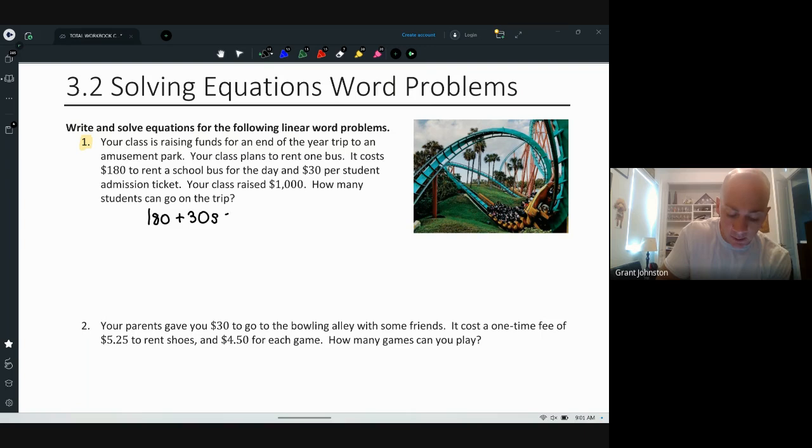And they raised $1,000, so equals $1,000. So I'm trying to figure out 180 plus 30 times how many students can give me $1,000 to figure out how many students can go on the trip. So that's how you set it up. That's the setup.